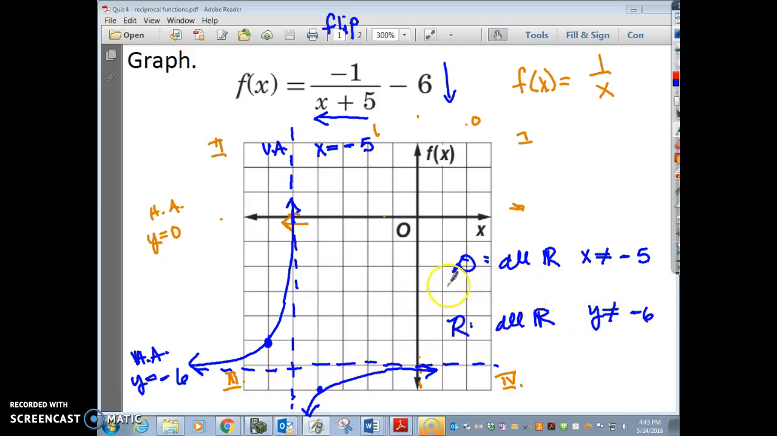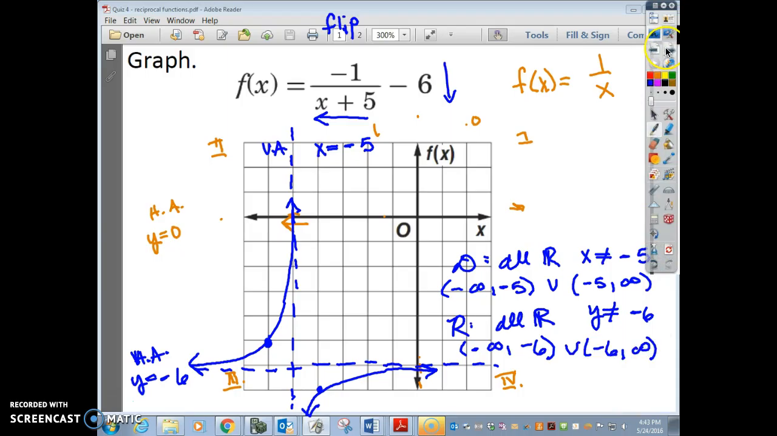How do we write this in interval notation? This is all reals, all the numbers except -5, which means from -infinity to -5, open, it doesn't include -5, union with -5 to infinity. So all this means is that from -infinity to -5 doesn't include -5, and then you also join from -5 to infinity. It picks up at -5. What about the range? The range is from -infinity this time to what? To -6 with the union of -6 to infinity. Okay, so that's how that one looks.